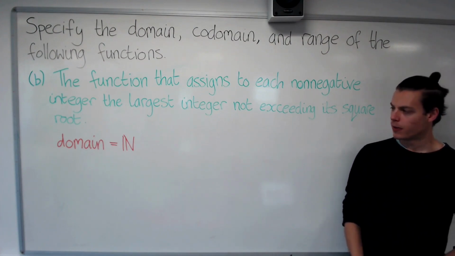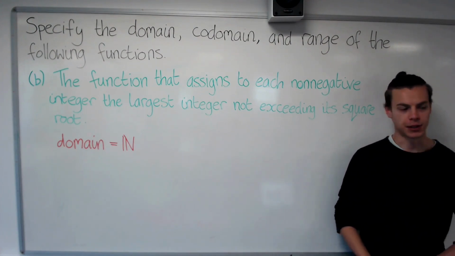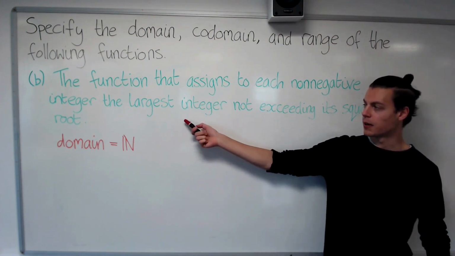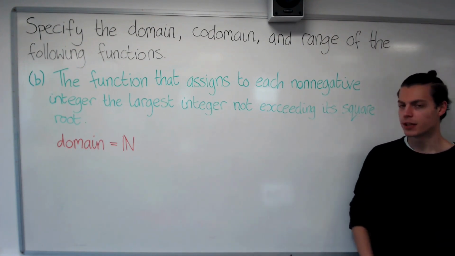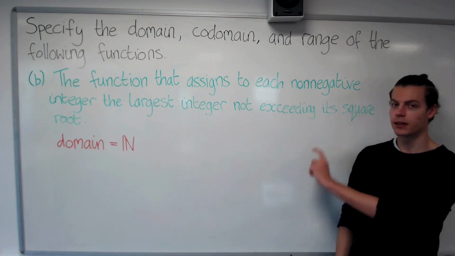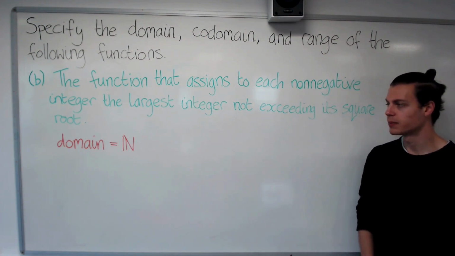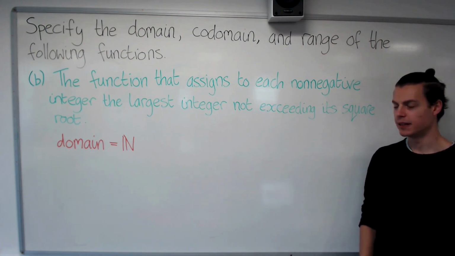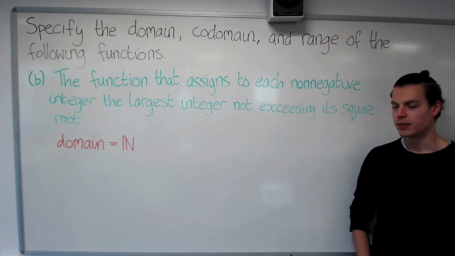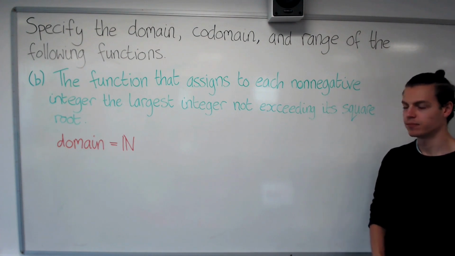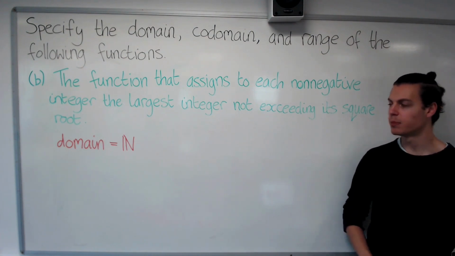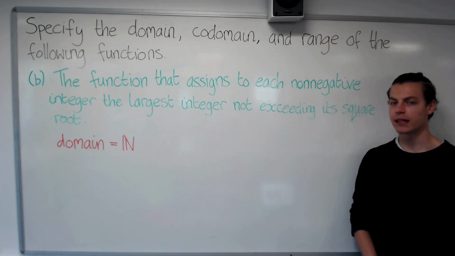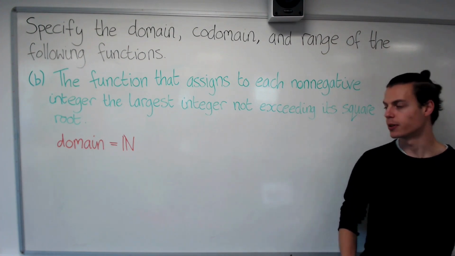Now, what is the type of output of this function? So this function outputs the largest integer not exceeding the square root, right? So this will be an integer, and it will be a non-negative integer, since no square root will be less than 0. So the type of value that this function outputs is a non-negative integer, natural number.